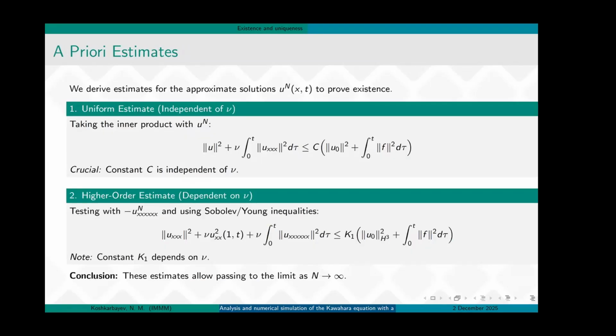Here we derive the necessary energy estimates. The first estimate is independent of parameter nu, and it gives us control over the L2 norm of the solution. The second estimate depends on parameter nu and provides higher order regularity control. These estimates are critical for the compactness arguments.